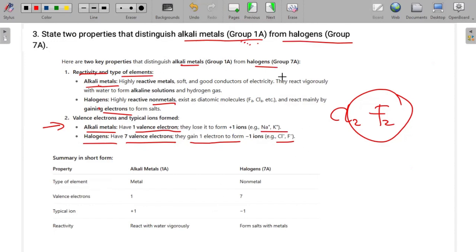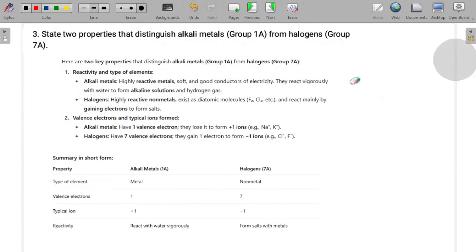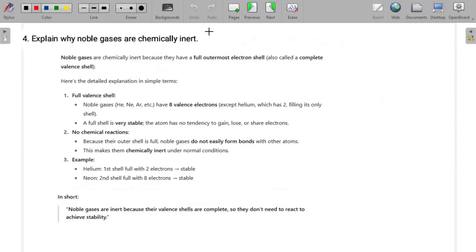And I've written them down here. In case you didn't get my explanation, you can pause the video and read through whatever I wrote here. Okay, so let me erase for you. So you can now pause the video and read through. Let me go to question 4.